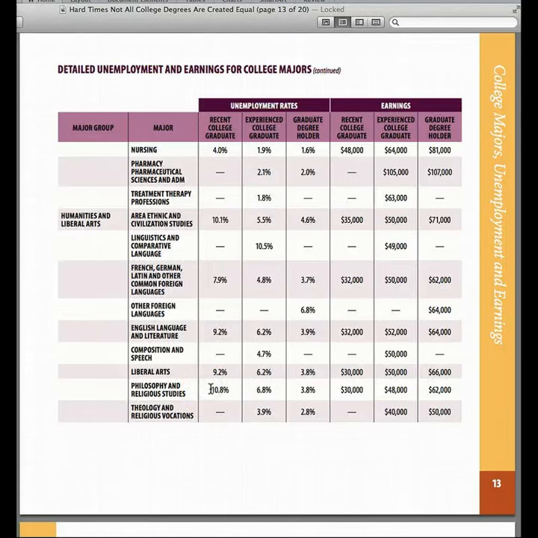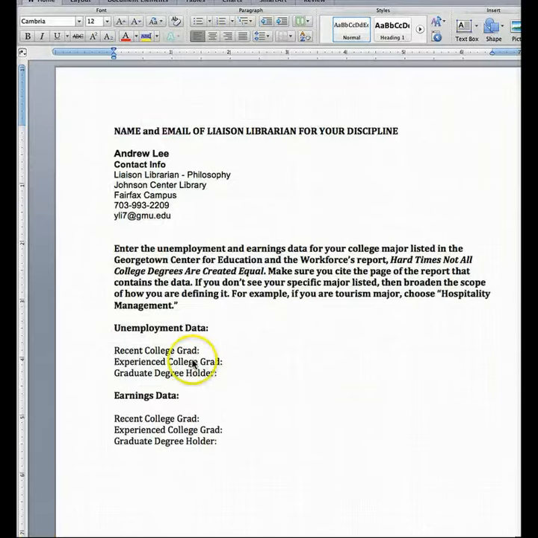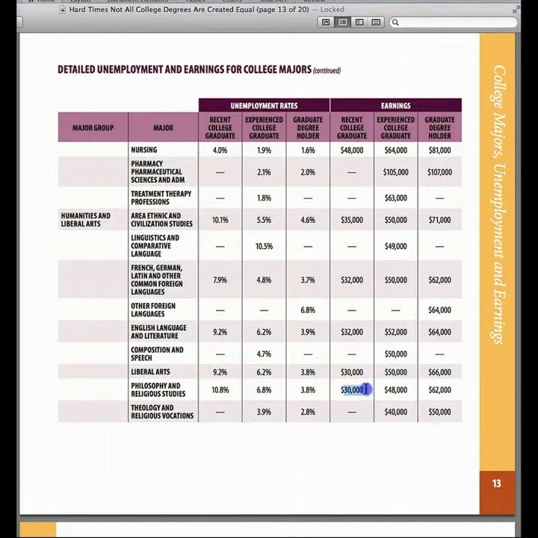Now it's time to collect some data. Go to your worksheet and write down the unemployment data for your discipline. Enter all three unemployment rates: recent college grad, experienced college grad, and graduate degree holder. Next, write the earnings data for your discipline. Enter all three earnings categories: recent college grad, experienced college grad, and graduate degree holder.